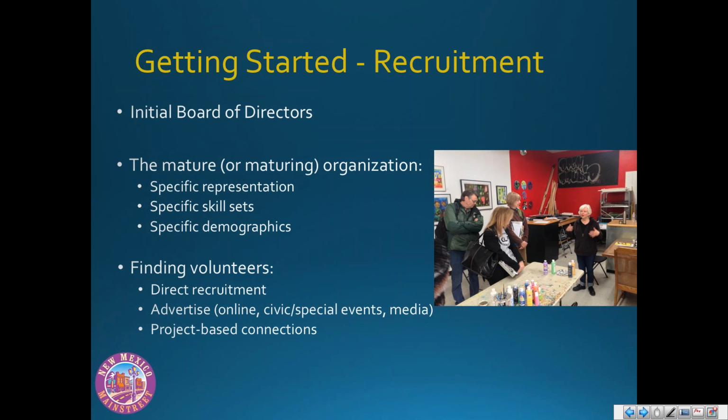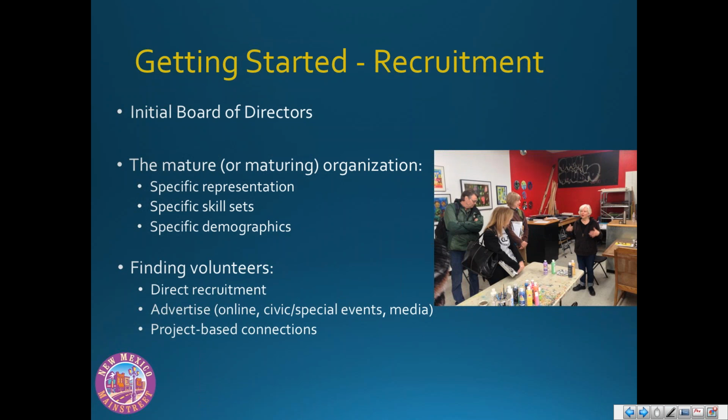We want a diverse board by way of ages and ethnic backgrounds, right? And so how do you find those board members? I think what you want to do is create an organization that's diverse enough that it really represents the community, the district you serve, and brings a variety of skills and talents to the organization, right?